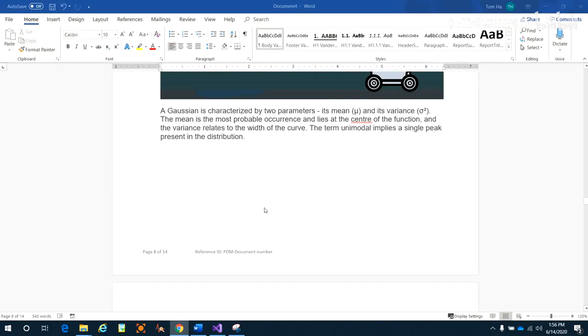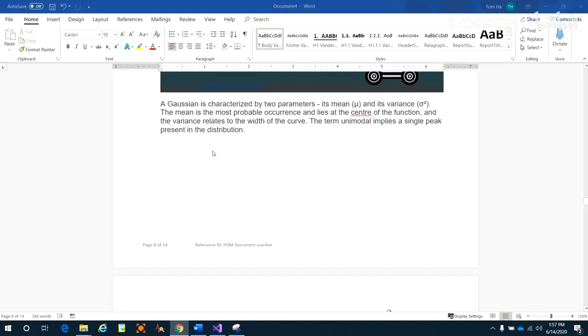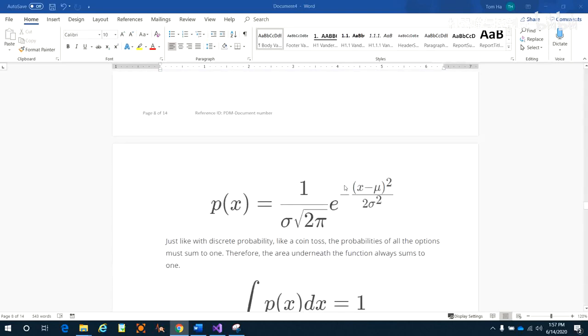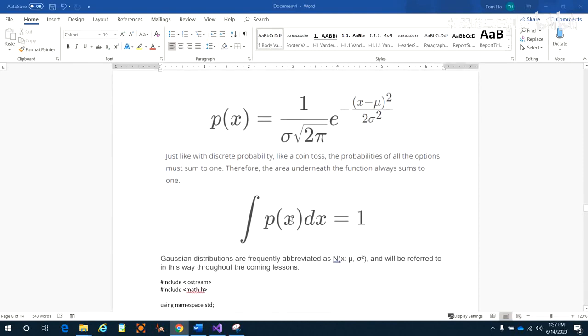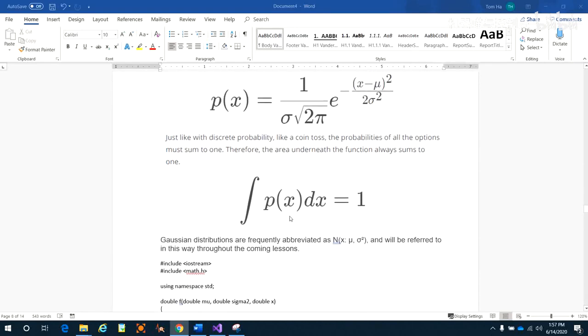I think people remember this from probability. The Gaussian is represented by two parameters, mu, the mean, and its variance. The mean is the center of the function, right? And the variance relates to the width of the curve, right? I think you remember the formula of the Gaussian. And the total area under the curve, you remember, is equal to 1.